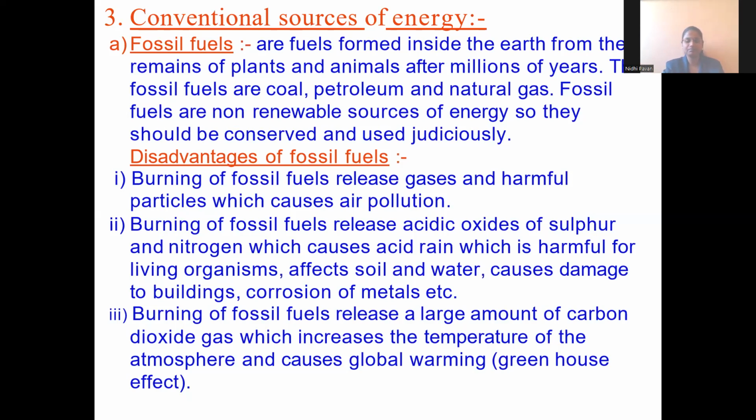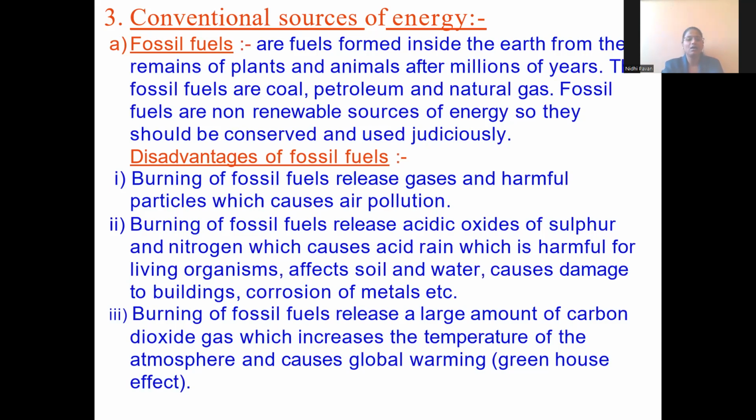Okay. Then fossil fuels are non-renewable sources of energy. They cannot be regenerated. So, disadvantages of fossil fuels. The first one is whenever we burn fossil fuels like petrol, coal, etc., they release harmful gases which cause air pollution. Next, burning of fossil fuels releases acidic oxides like sulfur dioxide. These gases dissolve in water and cause acid rain, which affects the soil, which causes soil pollution, which causes water pollution, and which also damages certain historical monuments.